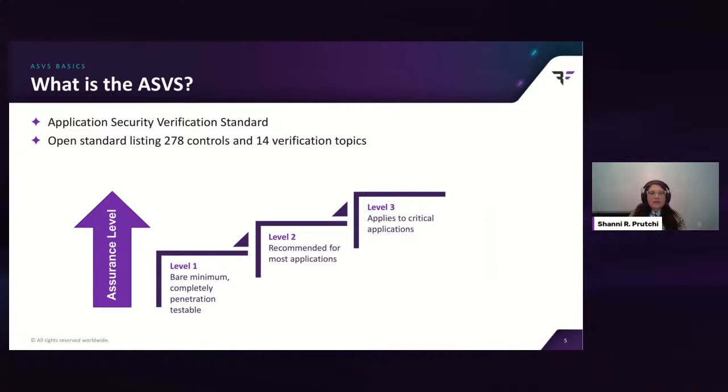Level 2 is what is appropriate for most applications. So any applications where you need to authenticate or something like that are appropriate for level 2. Finally, we have level 3, which is the strictest, and that applies to critical applications such as those supporting medical uses, defense, or critical infrastructure.